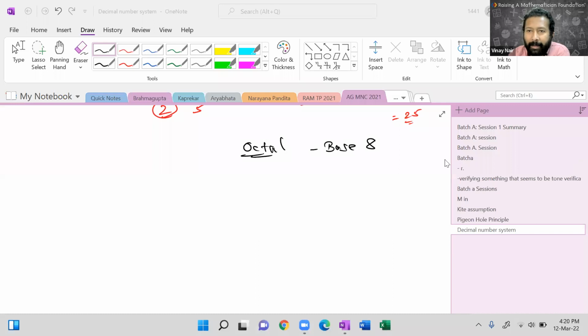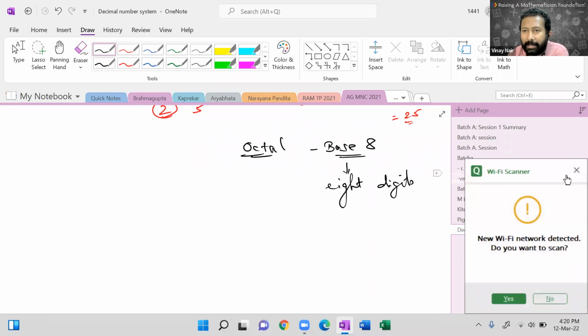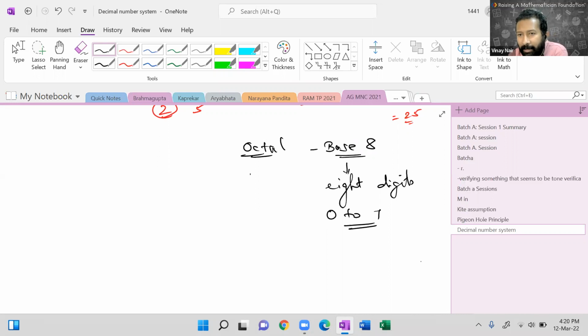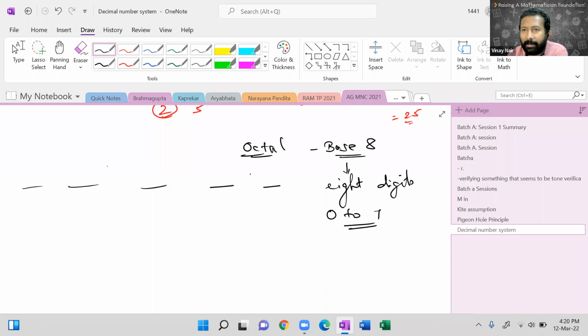All right. So octal means base 8. Base 8 means we have to use 8 symbols or 8 digits, and those 8 digits are 0 to 7. Which means our place value will be, let me ask somebody, Maithili, what do you think the place value will be? What will come first in these places for the octal system?